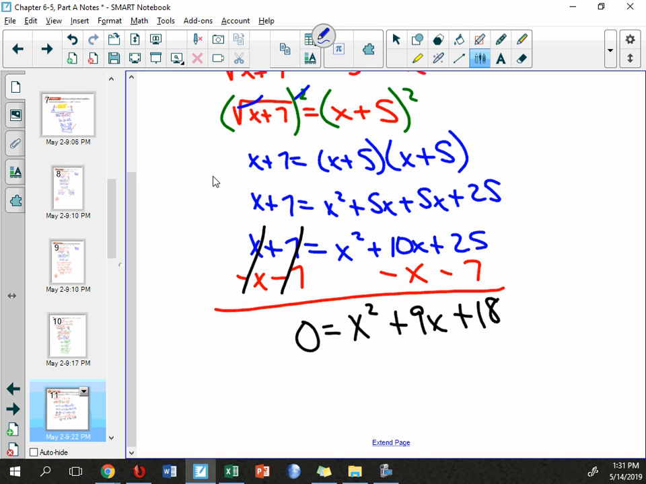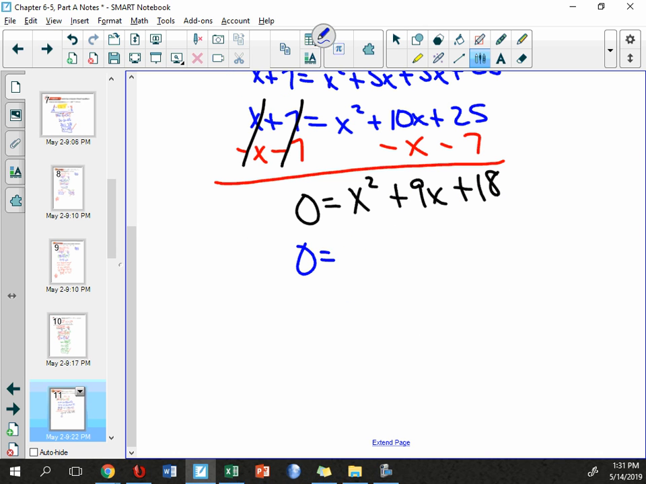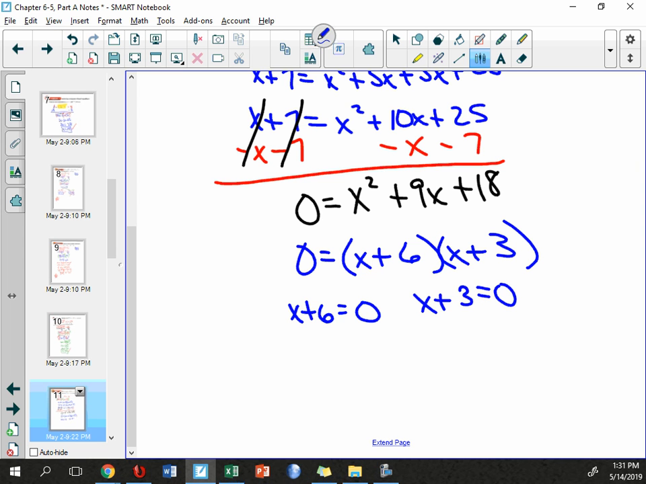Now what? Factor this into two binomials. 0 is equal to, how do I break down x squared? X and x. I need a positive 18 and a positive middle, so they're plus plus factors of 18 that add to 9. 6 and 3. So x plus 6 is equal to 0 and x plus 3 is equal to 0. X is equal to negative 6, x is equal to negative 3.